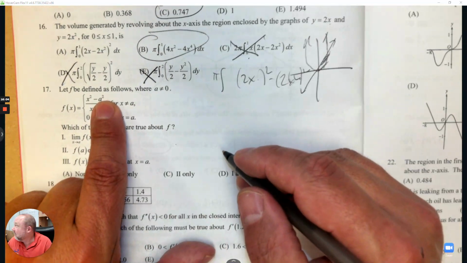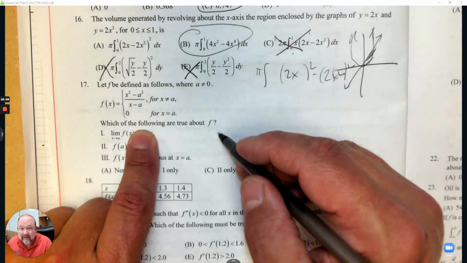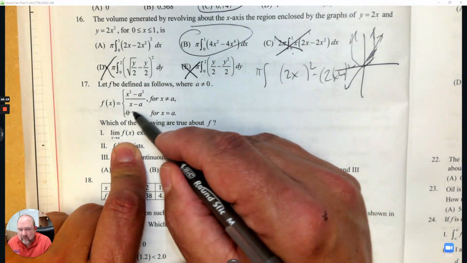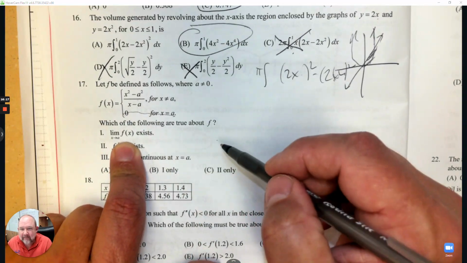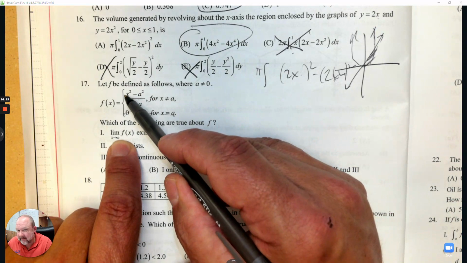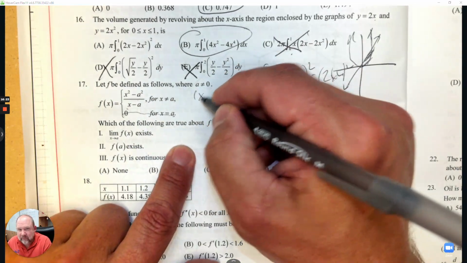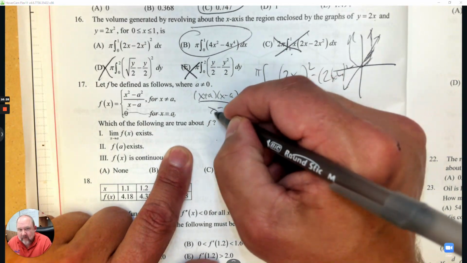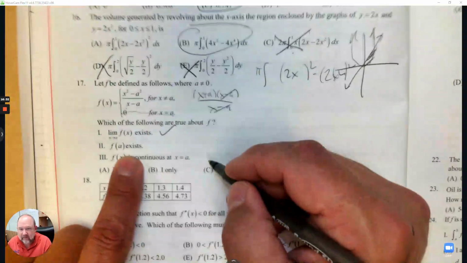Let F be defined as follows. Which of the following is true about F? The limit exists. So it actually doesn't matter what this one is for the limit. It just matters this one. And does that limit exist as it approaches A? So if I plug in A, I get, yeah, because it's x plus A, x minus A. These are removable. So if I plug in A, the answer is 2A. So yes, the limit exists.